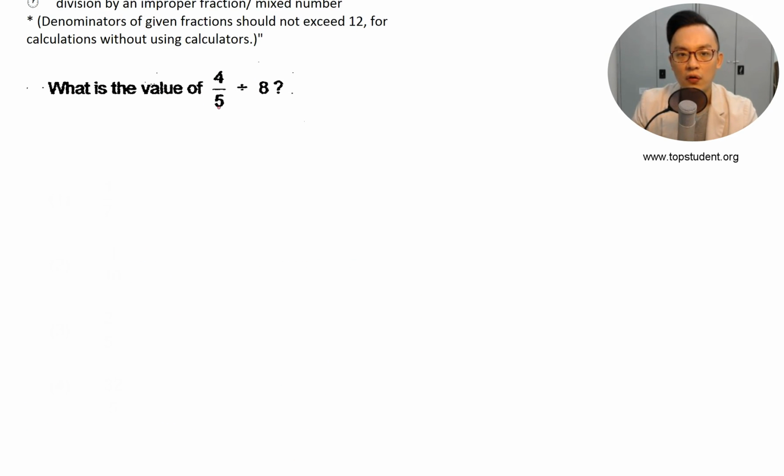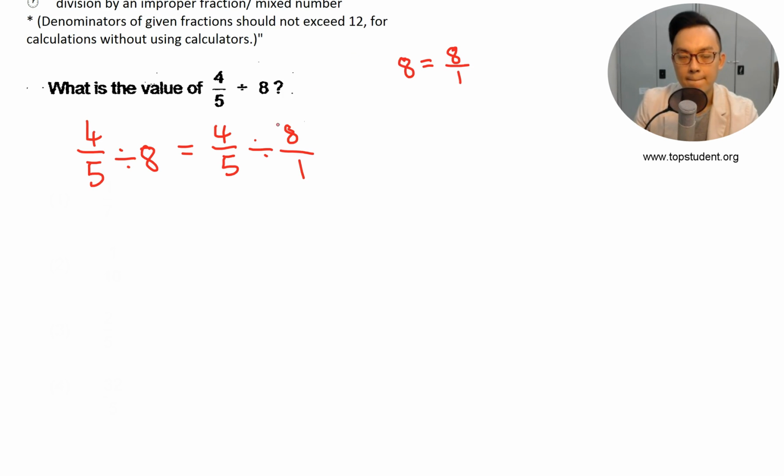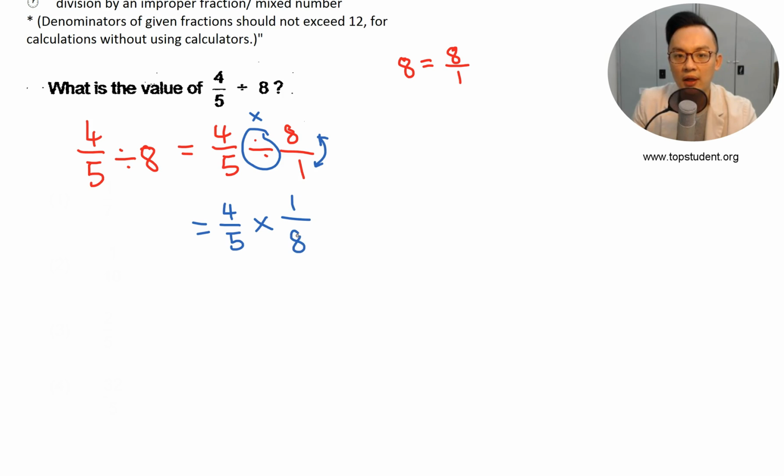What is the value of 4/5 divided by 8? To work this out, you take 4 over 5 divided by 8. You need to realize that 8 is equal to 8 divided by 1. Then for division, you change this to times, and you flip this around. So it goes to 4 over 5 times 1 over 8. And this becomes 4 times 1 divided by 5 times 8.